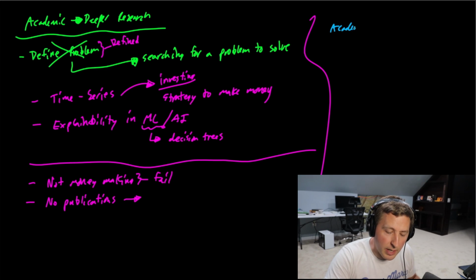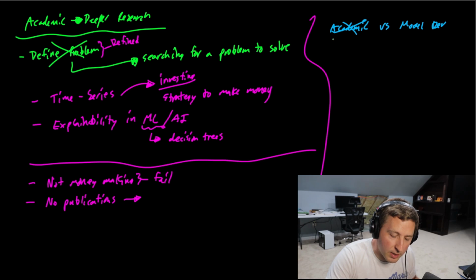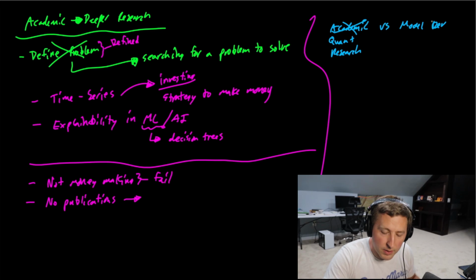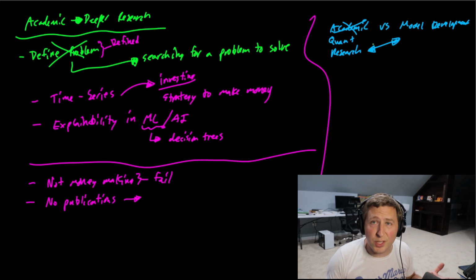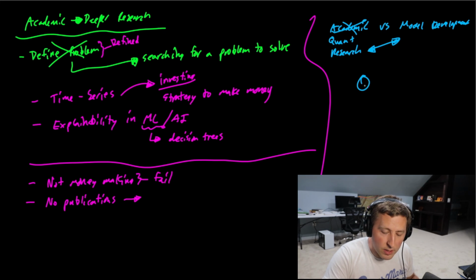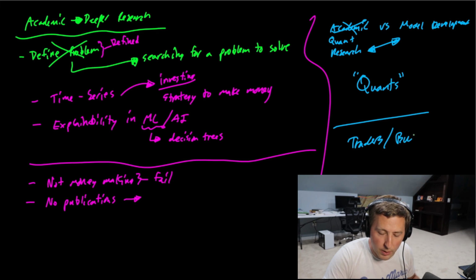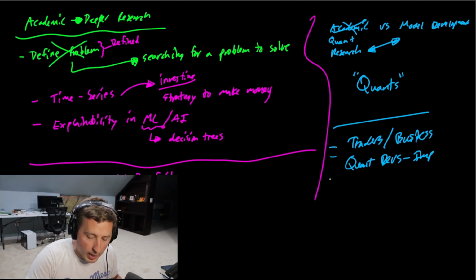Again, as we talked about, the academic versus the model dev. So I'm going to cross out academic. This is going to be quant research versus model development. This is really the difference between them. You will probably do both. The skill sets are both. In my eyes, these are going to be called quants. Everything else, traders, these are business people, also quant devs. These are implementation teams, data engineers. These are also not quants.